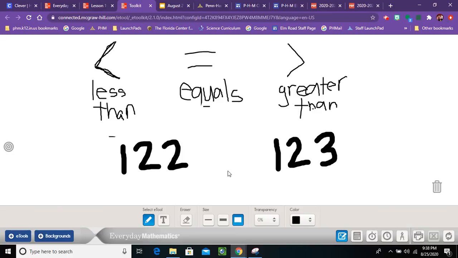Remember I said the symbol needs to open up towards the biggest number? Well, which number is bigger? You're right, 123. So if I read this as a sentence, I'm going to say 122 is less than 123. All right, let's do one more.